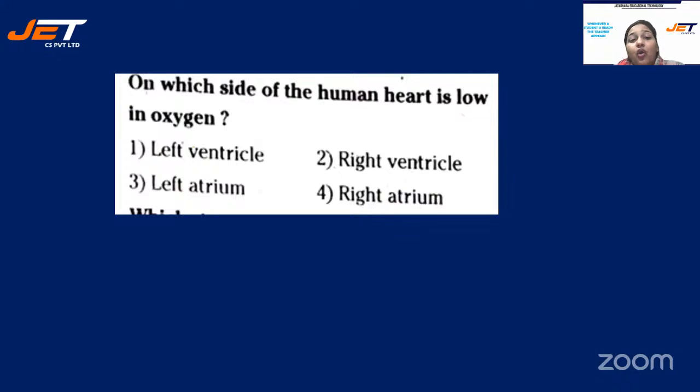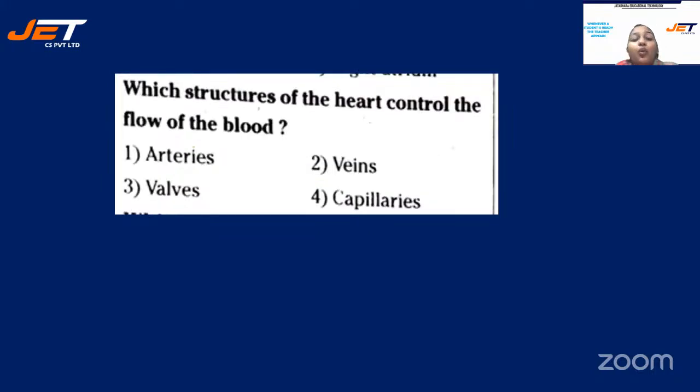Next question. On which side of the human heart is the blood low in oxygen? Left ventricle, right ventricle, left atrium, or right atrium? We are talking about low in oxygen, so it will be the right atrium, because in the right atrium, deoxygenated blood flows. Which structure of the heart controls the flow of the blood? Arteries, veins, valves, or capillaries? Valves control the flow of the blood. They prevent the backward flow.